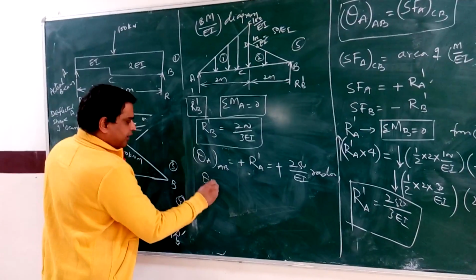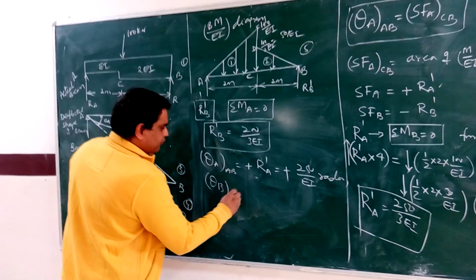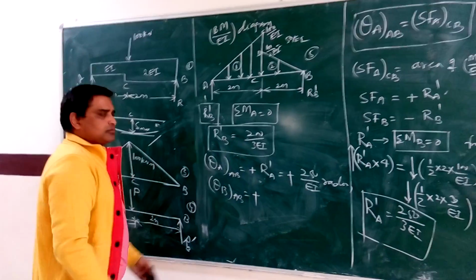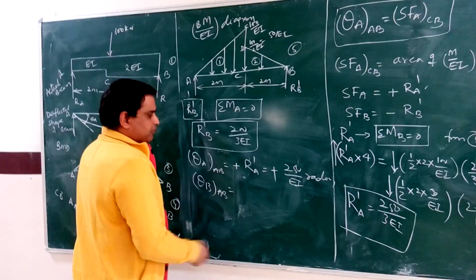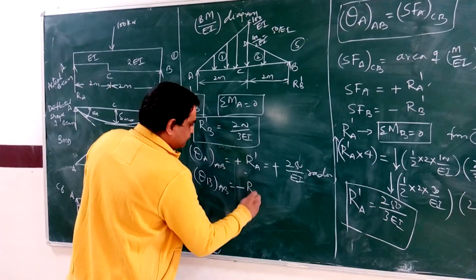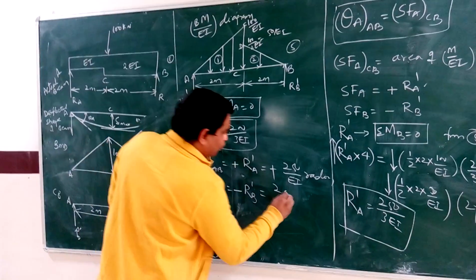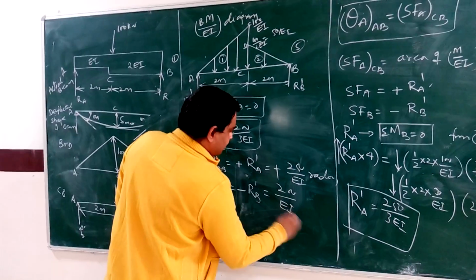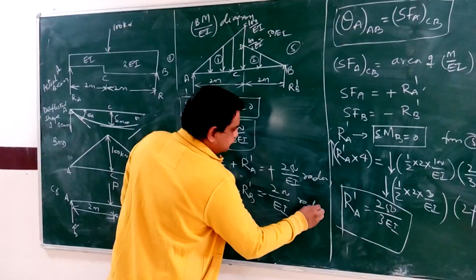The next, slope at B of the actual beam, is the shear force at B of the conjugate beam. It is minus RB dash. It is minus 200 by EI radians.